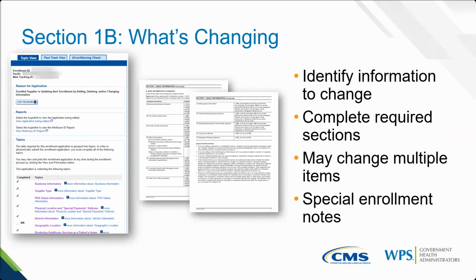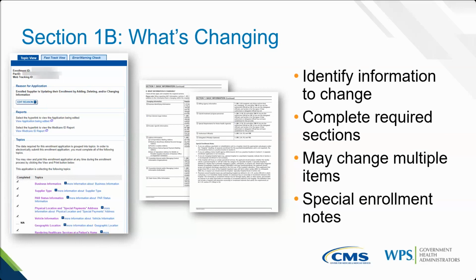So section 1B, as I mentioned, is for what's changing. On the left, you'll see where it's bringing you up to the topic section. And if you're ever filling out a change 855A, you're going to see check marks for completed in all of the sections. That's because they were completed as part of the initial enrollment. But you still have full access to any of those sections.